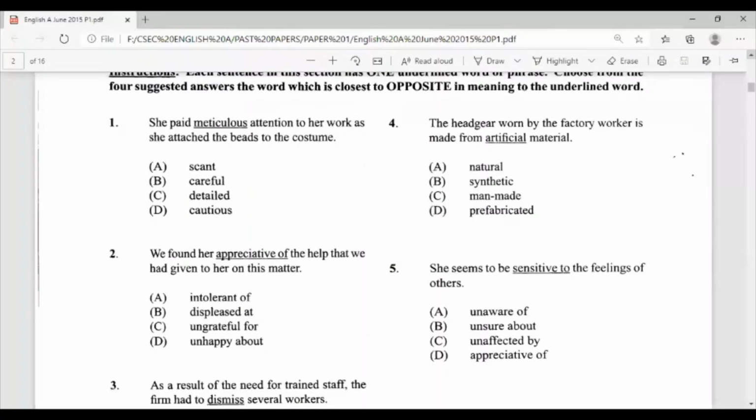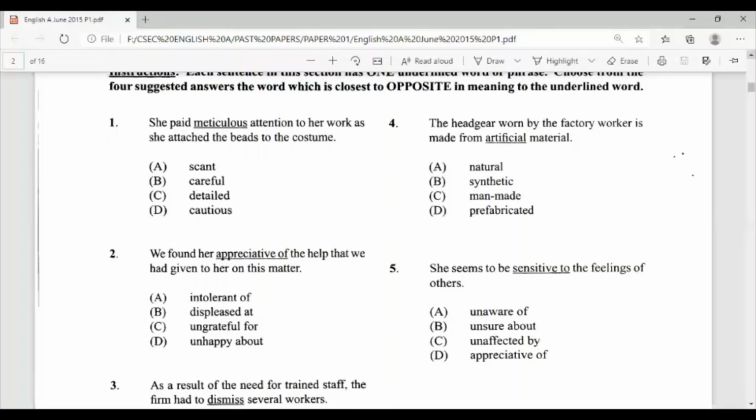The headgear worn by the factory worker is made from artificial material. Artificial, it's fake, not real. So if it is not fake, and we're looking at our options, it has to be real. We don't see real, but if it's real, it is also the same as A, which is natural. So natural is our answer. Everything else is pretty much the same as artificial.